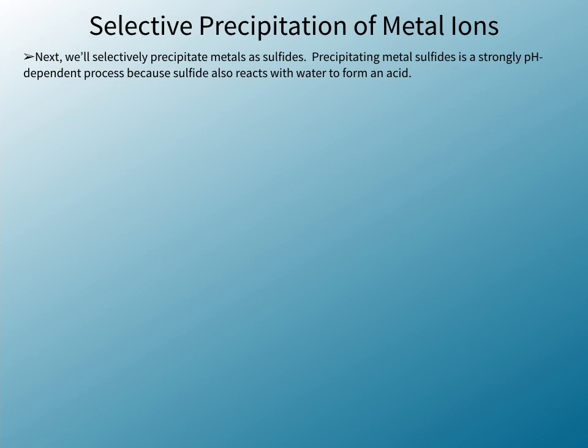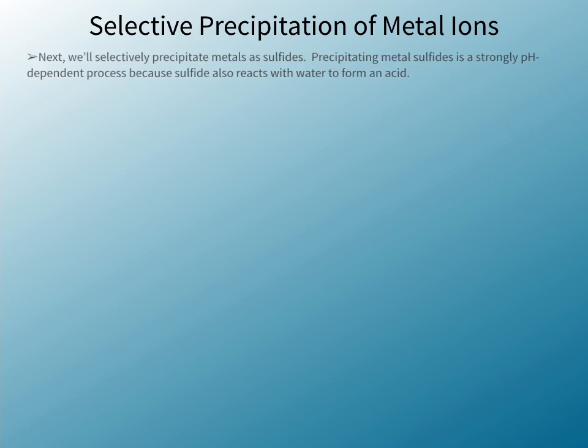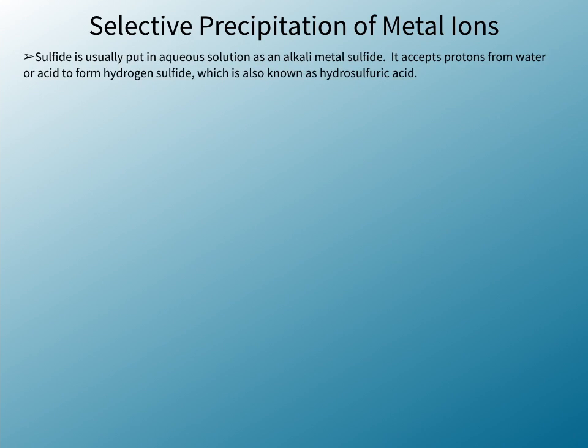Next, we'll selectively precipitate metals as sulfides. Precipitating metal sulfides is a strongly pH-dependent process because sulfide also reacts with water to form an acid. Sulfide is usually put in aqueous solution as an alkali metal sulfide. It accepts protons from water or acid to form hydrogen sulfide, which is also known as hydrosulfuric acid.